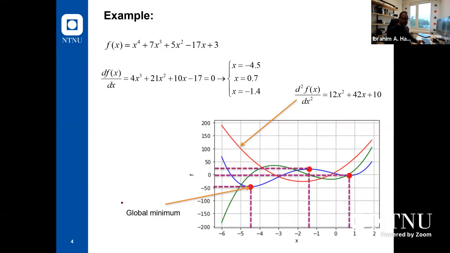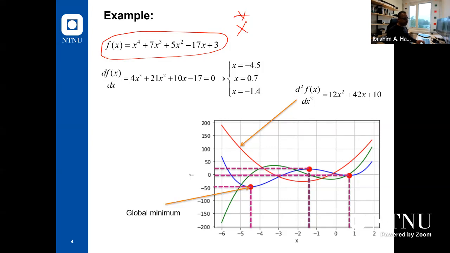So imagine we have a function like this one. We will start with a simple example. This is an example: f(x) equals x to the power of 4 plus 7 times x to the power of 3 and so on. So this is a function, and we need to find x star, which will minimize this function. In fact, we need to find the value of x which will make this function minimum.